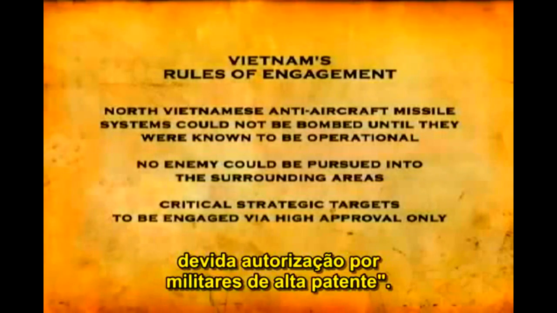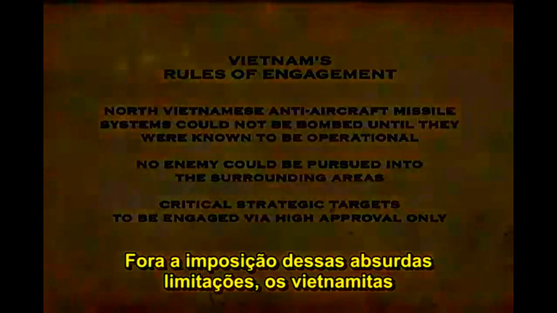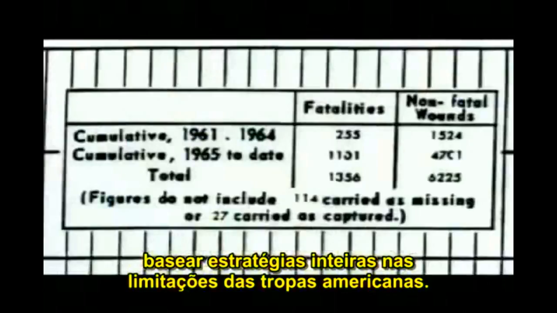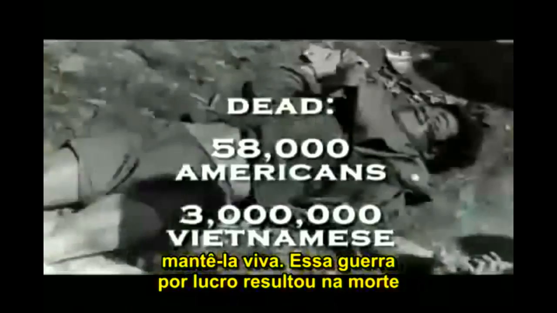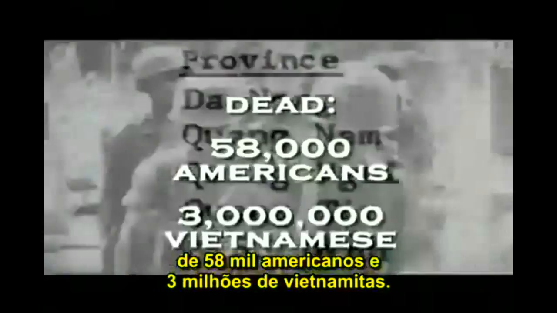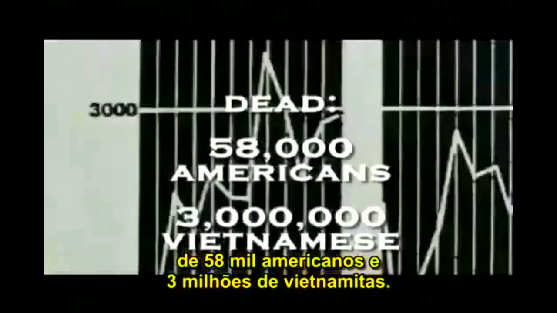Apart from these imposed ludicrous limitations, North Vietnam was informed of these restrictions and therefore could base entire strategies around the limitations of the American forces. This is why the war went on so long. And the bottom line is this: the Vietnam War was never meant to be won, just sustained. This war for profit resulted in 58,000 American deaths and 3 million dead Vietnamese.